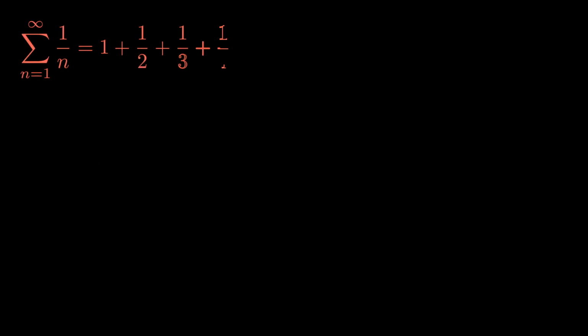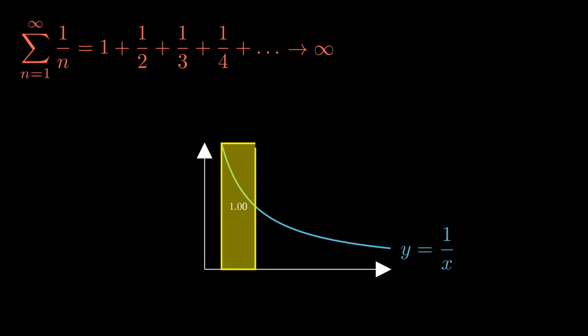Here we have the harmonic series, which is the sum of the reciprocals of the natural numbers. This sum is famously counterintuitive, because even though each term is getting closer to zero, the overall sum diverges to infinity. We can see this by looking at the graph of 1 over x.